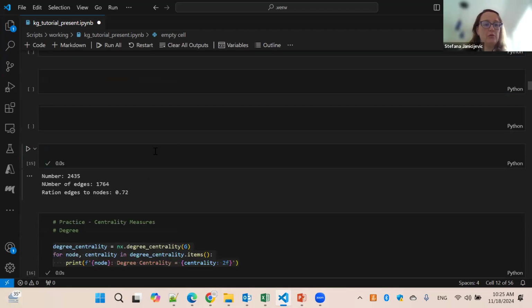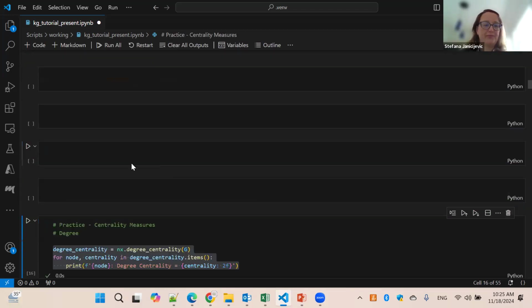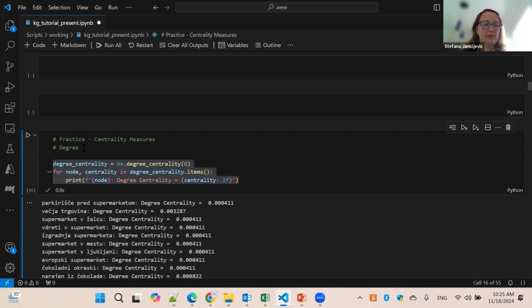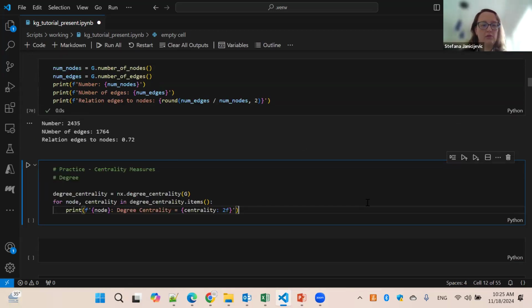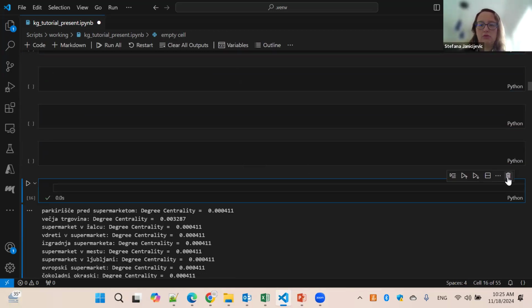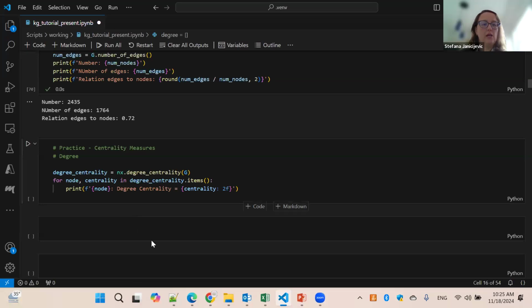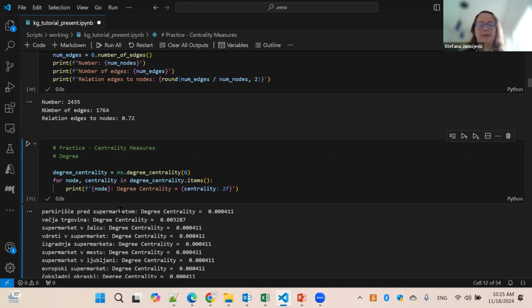Great. Now we came to centrality measures. Great. So degree. Degree is a very important centrality measure. I will just delete this and I will run it and explain.